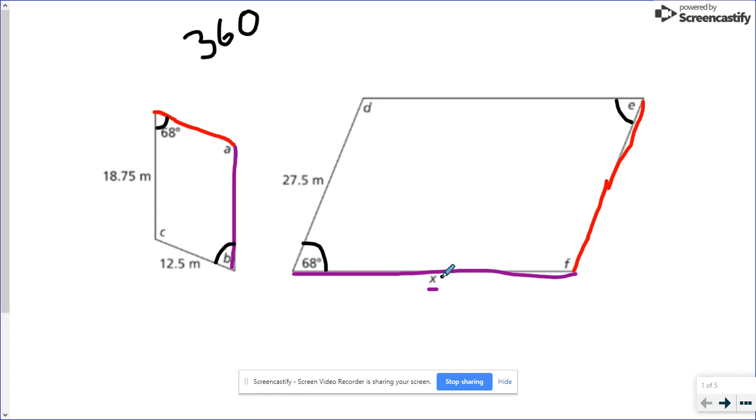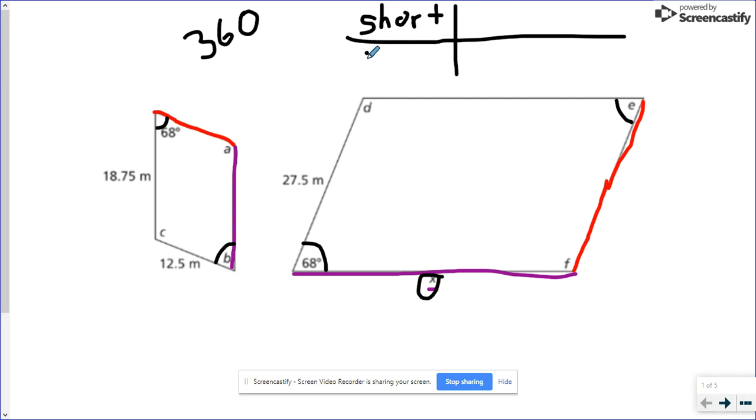The next thing I have to look at, though, is this missing side length. And for this example, I'm going to look at the ratios. So I'm going to look at the ratios of these adjacent sides, and I'm going to look at the short to long side. So I'm going to actually set myself up a ratio table, and I'm going to put my short side on the top, and I'm going to put the long side on the bottom. So if I look at my smaller shape, I see that the short side is 12.5 and the long side is 18.75.